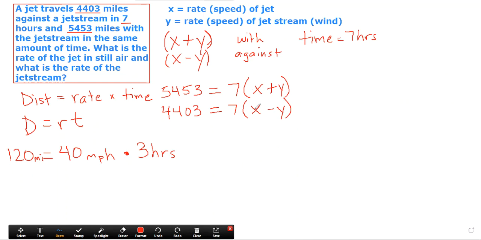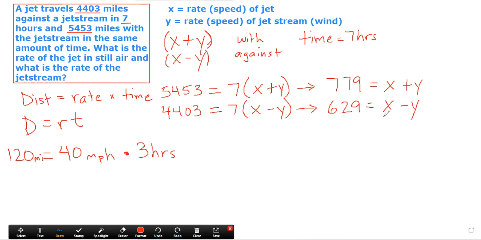So using these, obviously we can't solve for both variables at the same time. What I can do is try to isolate these variables. To do that, I can just divide by 7 on both sides, and this goes for both equations. When I divide by 7 on both sides, I get 779 equals x plus y. And when I divide by 7 here, it'll be 629 equals x minus y.